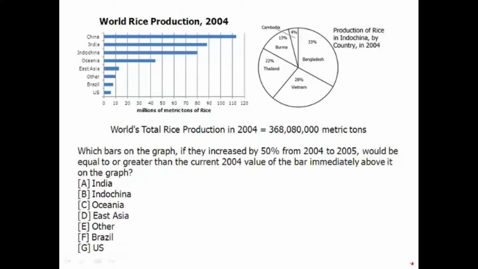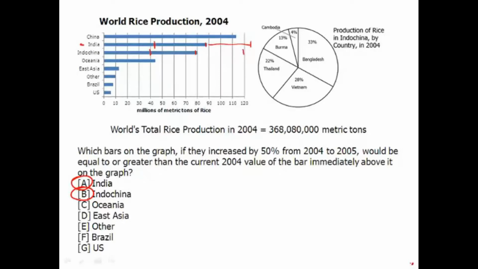Which bars in the graph, if they increased 50% from 2004 to 2005, would be equal to or greater than the current 2004 value of the bar immediately above it on the graph? So first of all, let's look at India. This is the length, so cut that in half, that's about that much. And if we add that much, 50%, we'd be out here, it'd be larger than China. So India is a yes. Indochina has this length, 80,000. 50% is 40,000, double that, that's 120. That's larger than India. So if Indochina increased by 50%, it would be larger than India.